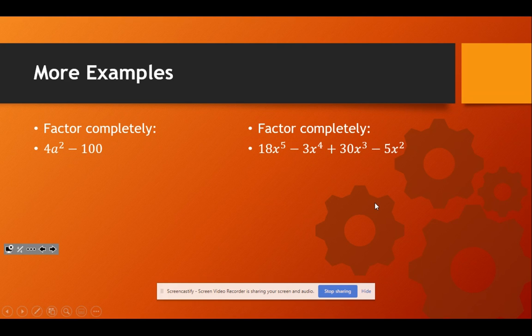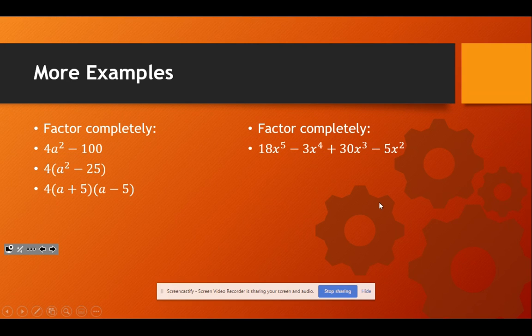The left side has a GCF of 4. So I pull that out and I'm left with a squared minus 25. That lends itself to difference of squares factoring, because they are both perfect squares with a minus sign, and it's a binomial. I'm left with 4 times the quantity a plus 5 times the quantity a minus 5.